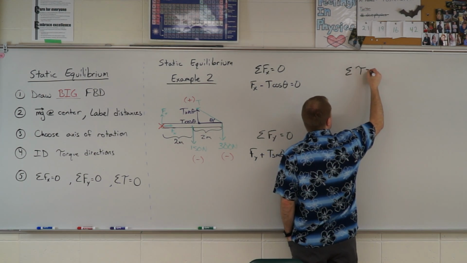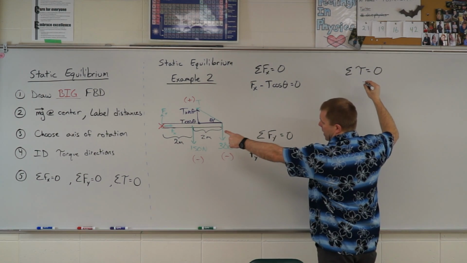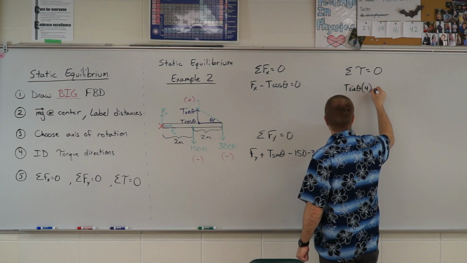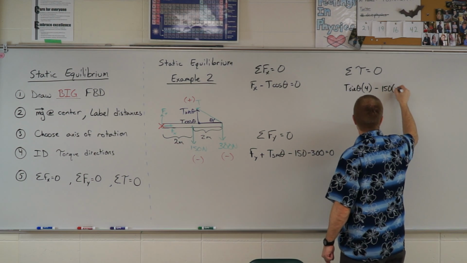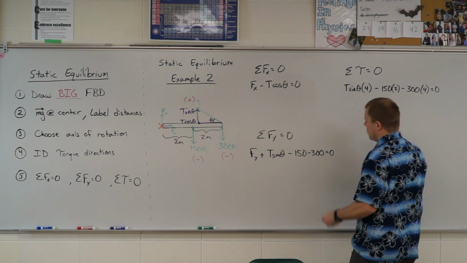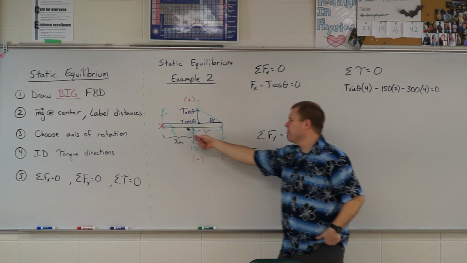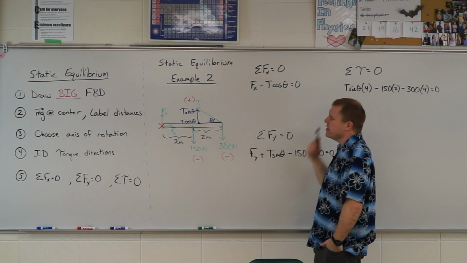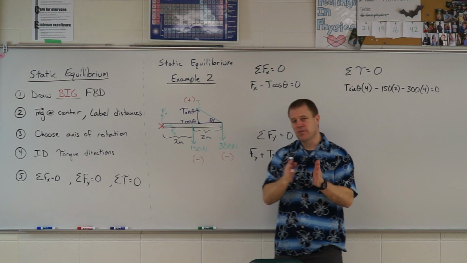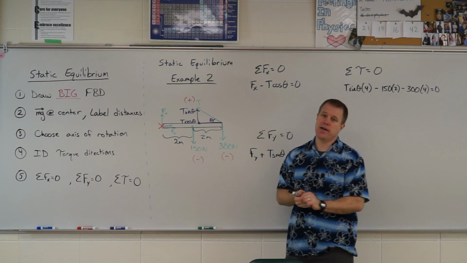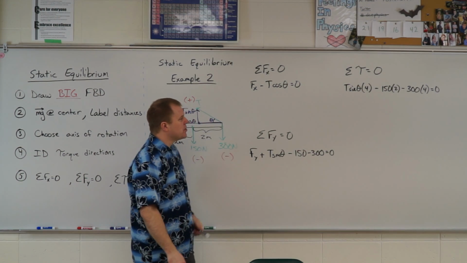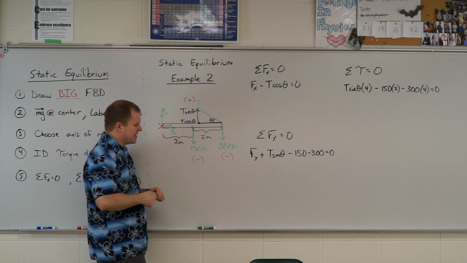So the sum of the torques is equal to 0. So I have T sine theta times 4 minus 150 times 2 minus 300 times 4 equals 0. Now notice this time, did I write Fy times 0 in my torque equation? No, but I do know that that is producing 0 torque because its distance from the axis of rotation is 0. So that's why I'm not including that Fy. So at this point, I now need to solve this. Now I do need to deal with this theta over here.